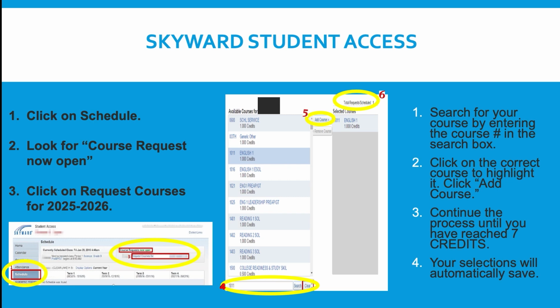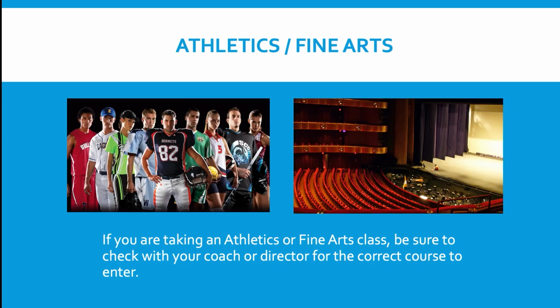Search for your course by entering the course number in the search box. Click on the correct course to highlight it. Then, click Add Course. Continue this process until you have reached at least 7 credits. If you are taking an athletics or fine arts class, be sure to check with your coach or director for the correct course number to enter.